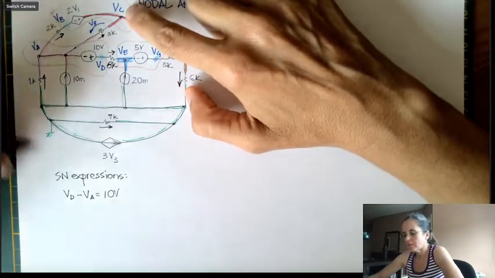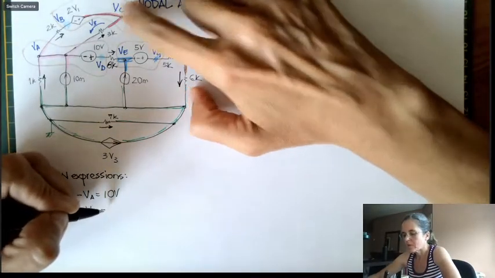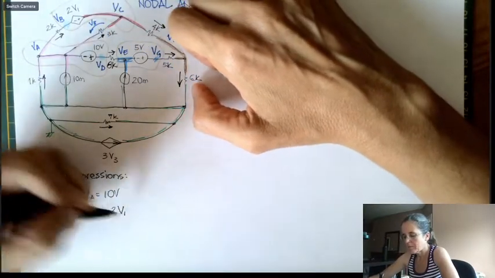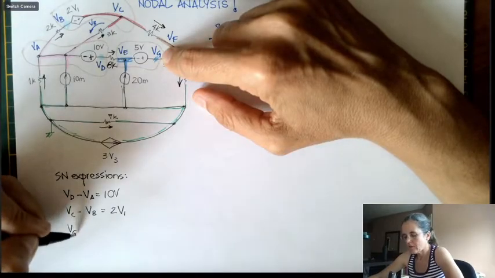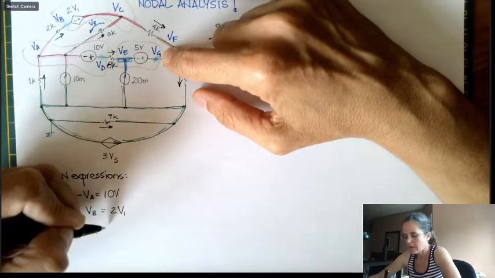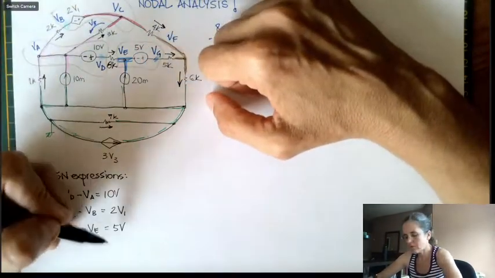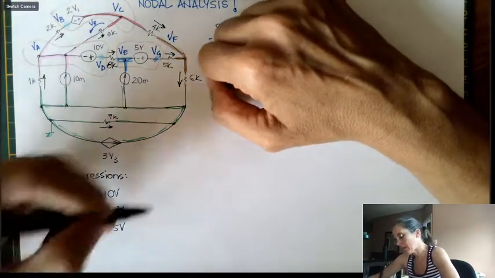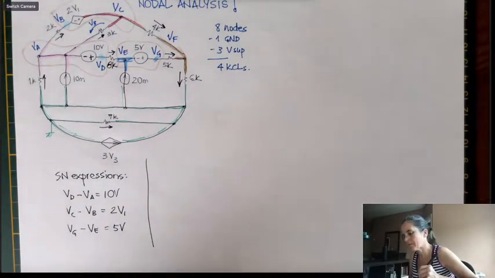And here it'll be VC minus VB equals whatever it says here, V1. And here VG minus VE is 5 volts, and in class somebody asked, what if it were minus 5 volts? Then you just write minus here. I'm not going to write it now because it's going to be confusing for this problem.